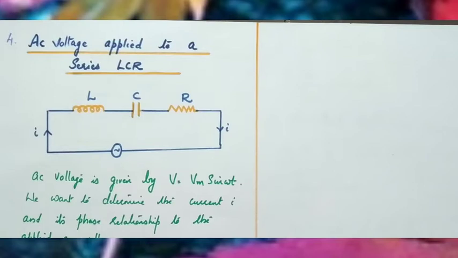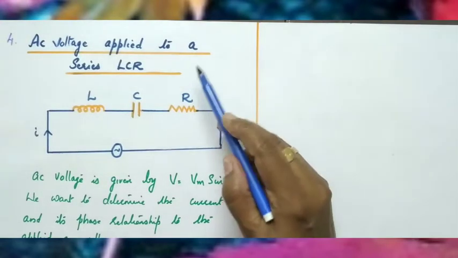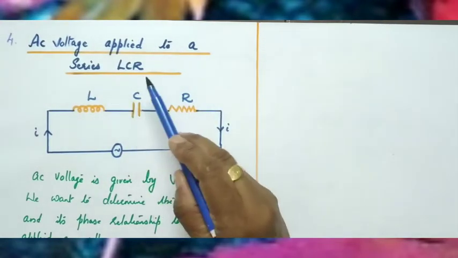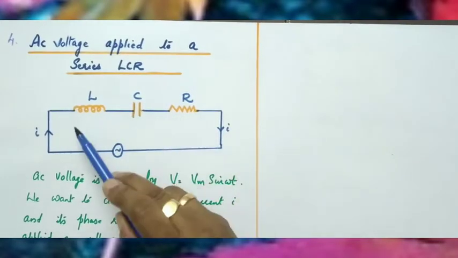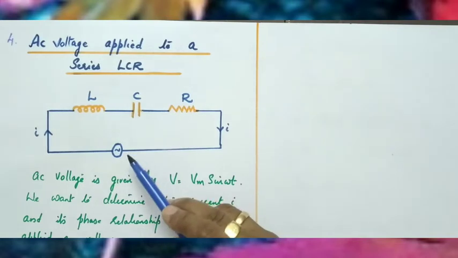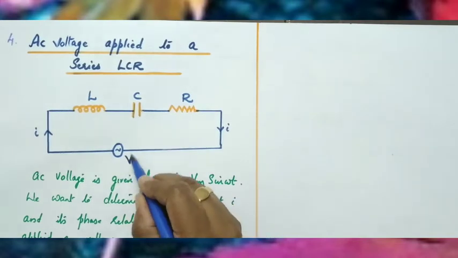In previous videos we have discussed what happens when AC voltage is connected to a resistor, inductor and capacitor. Now we are going to discuss what happens when AC voltage is connected to a series LCR. LCR means an inductor, capacitor and resistor which are connected in series to the AC voltage. This is the AC source.